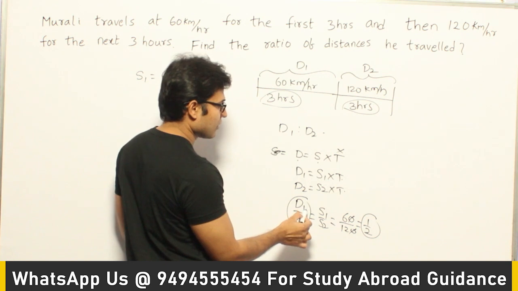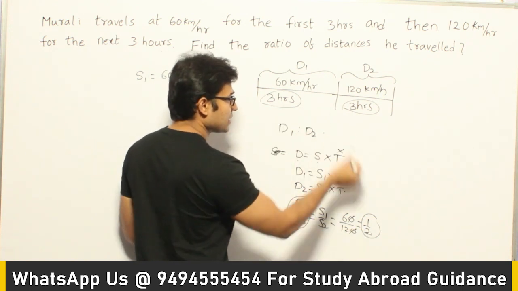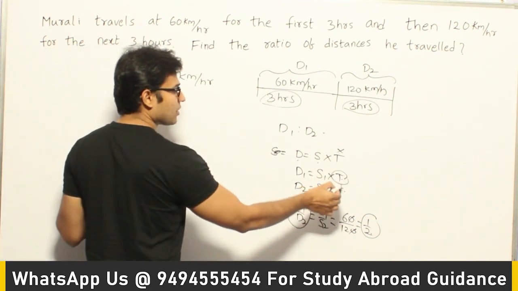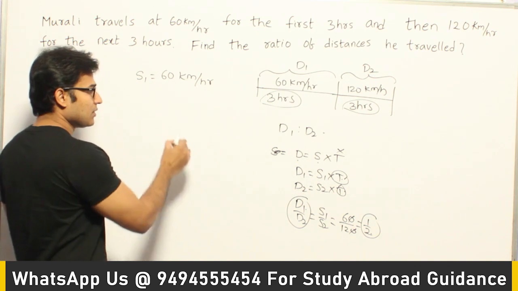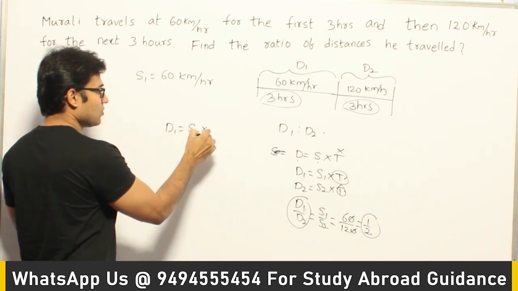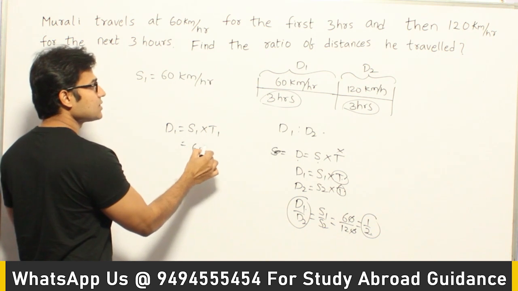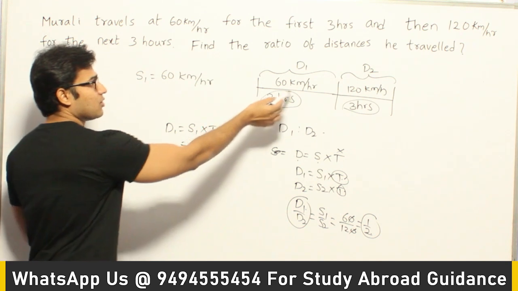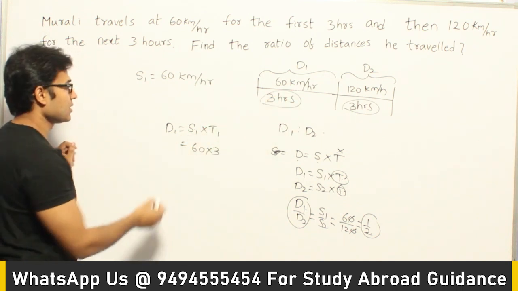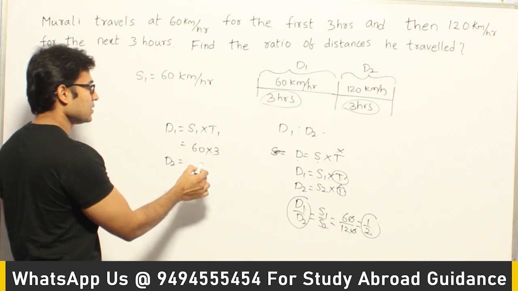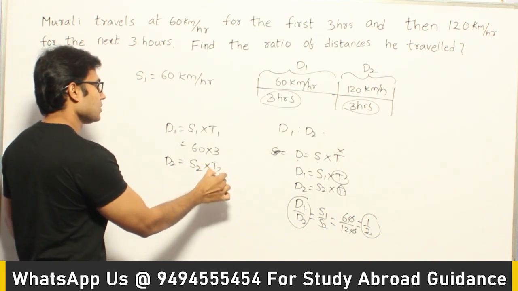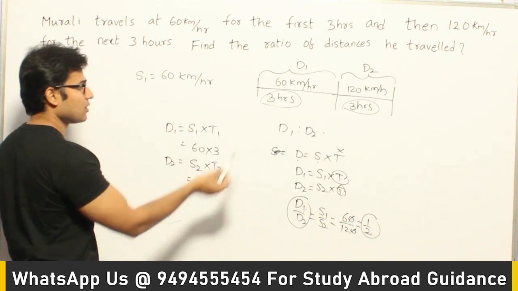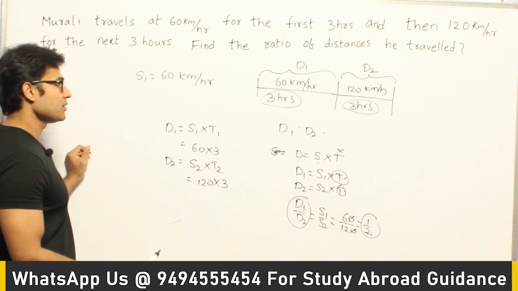So whatever distance you traveled in the first case, you would have traveled twice the distance in the second case, right? Now what is the other way of solving it? If you have not noticed that the time is constant, you would have directly found the distance. Distance d1 equal to speed into time, which is 60 into 3 kilometers. And distance d2 is s2 into t, where s2 is 120 and t is 3. Here also kilometers per hour and hours are given, so you get kilometers.